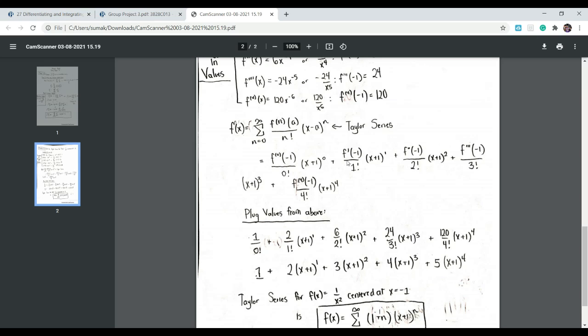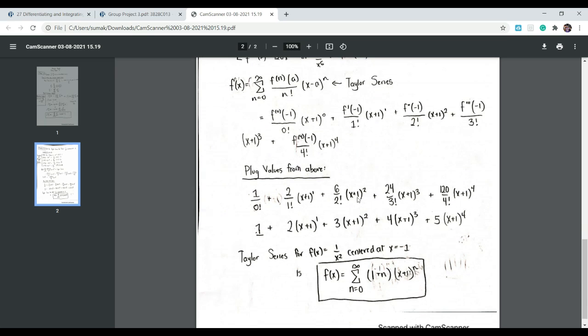So I plugged in each of these values. We plugged 1 in for the normal function over 0 factorial, because this is the 0th term, and then times x plus 1 to the 0. And we did that for every single one, as you can see the pattern. When I plugged in the values, this is what I got. So 1 over 0 factorial plus 2 over 1 factorial times x plus 1 to the first. And then I did that for each and every single one here.